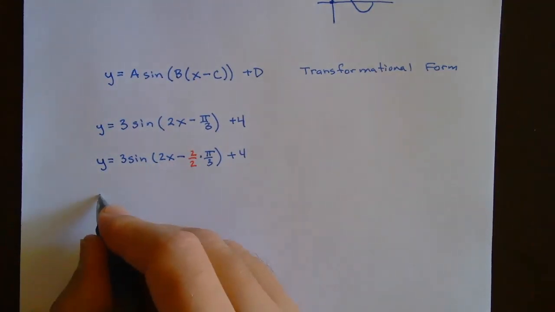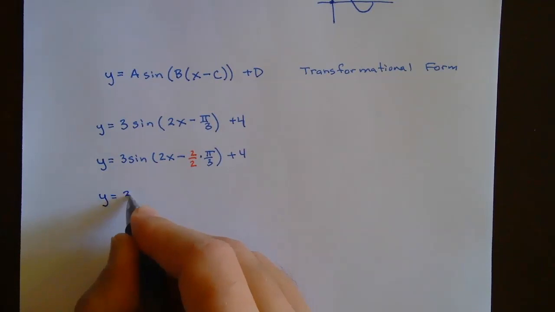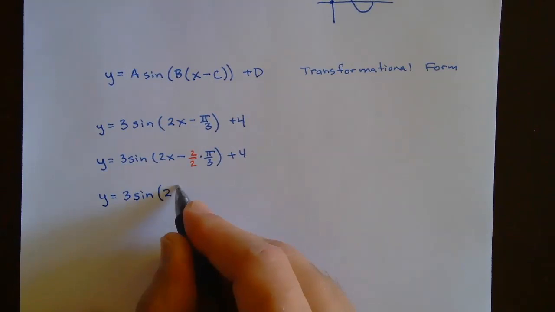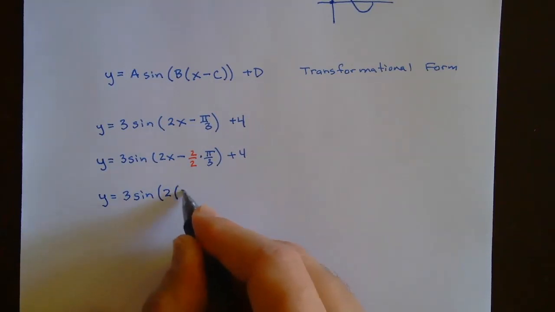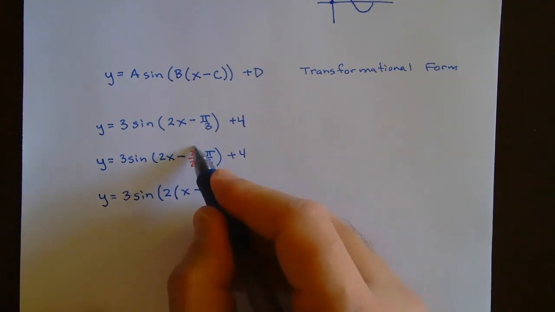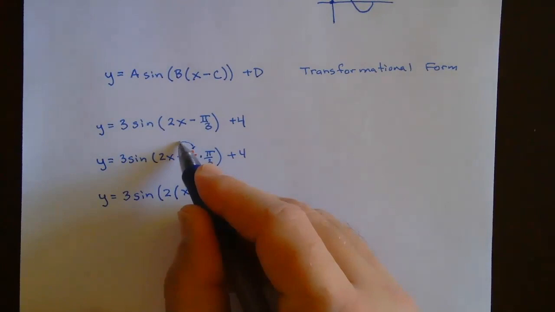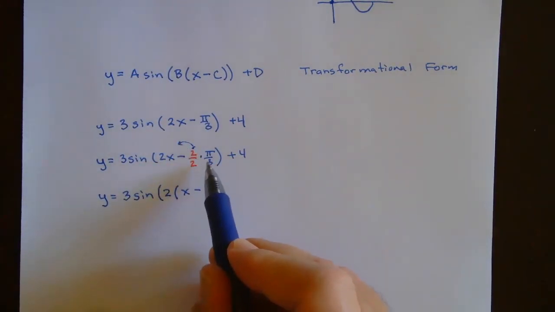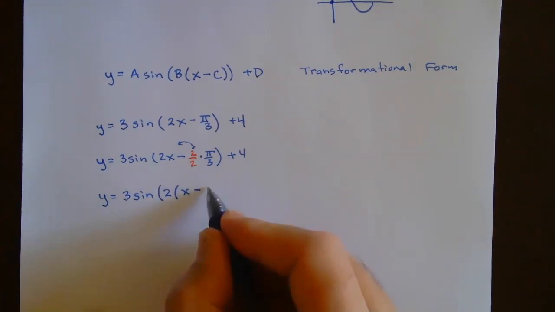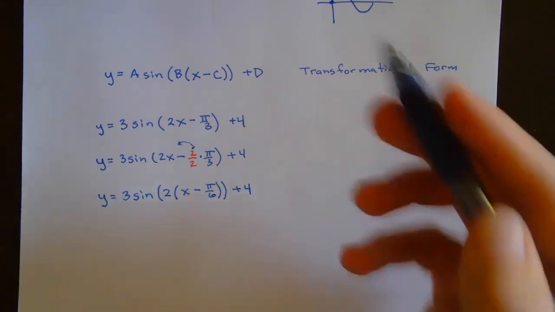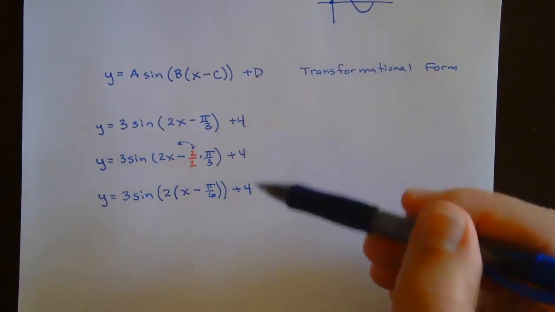All right, so this becomes y is equal to 3 sine of 2 parenthesis, and then it becomes x minus, and this 2 right here got pulled out, right? So what I'm left with is 1 over 2 times pi over 3, and that would give you pi over 6. And then plus 4. Okay, so earlier we could see the B, right? It was 2, all right? But what we couldn't see is the C, right?